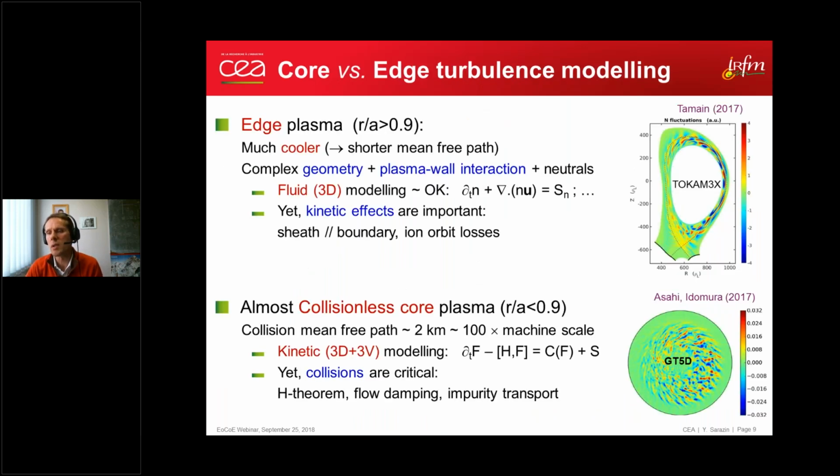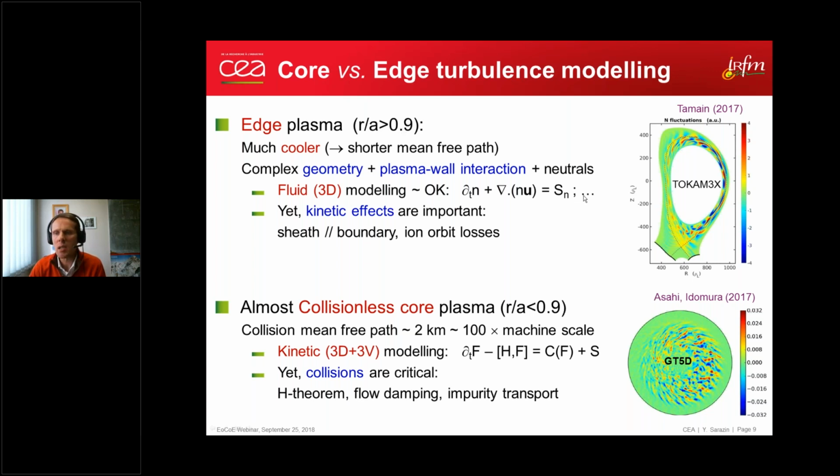So how to address this issue of turbulent transport modeling in ITER and present-day machines? Actually, given the complexity of the task, it's made in two separate ways. First, the edge plasma for the minor radius normalized to the minor radius of the machine larger than typically 0.8, 0.9.